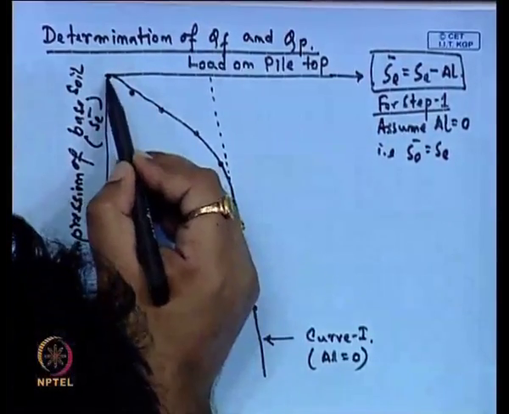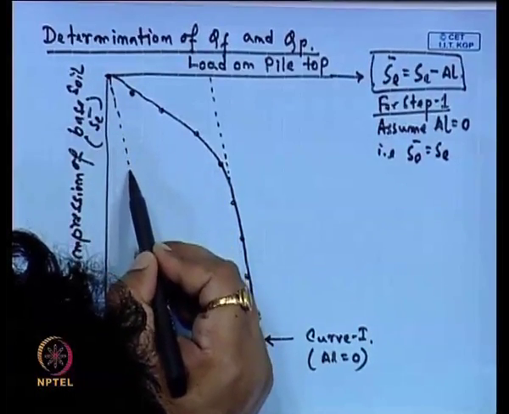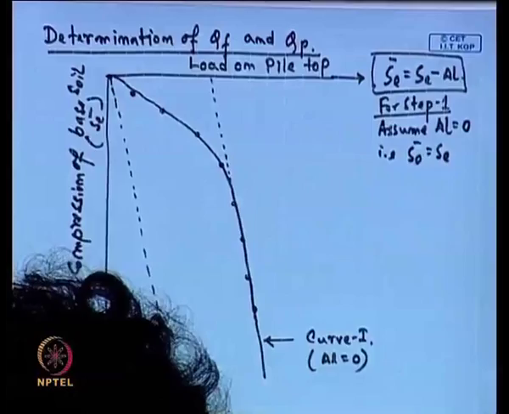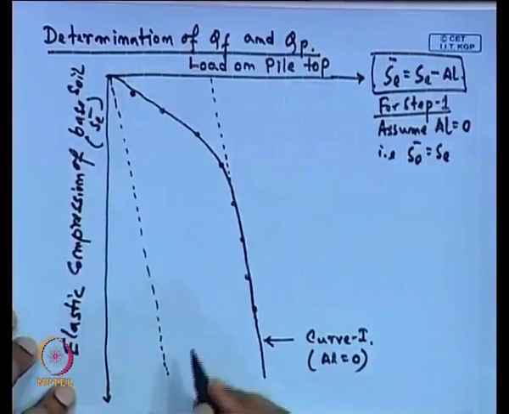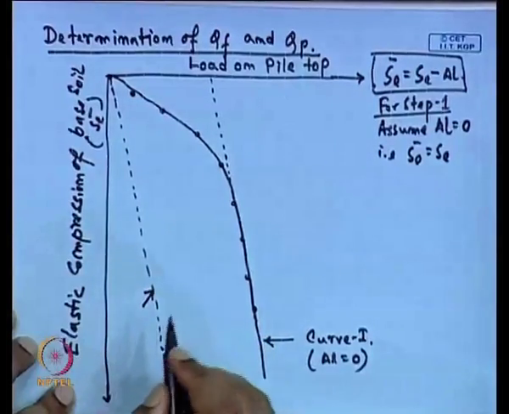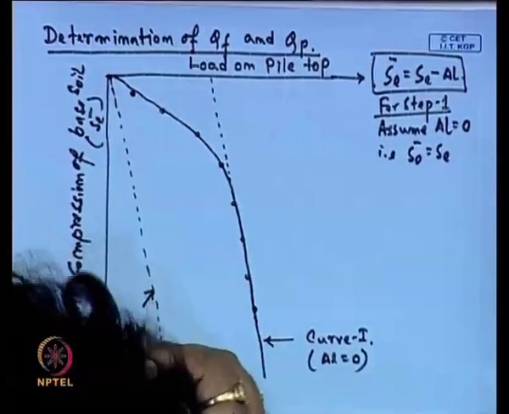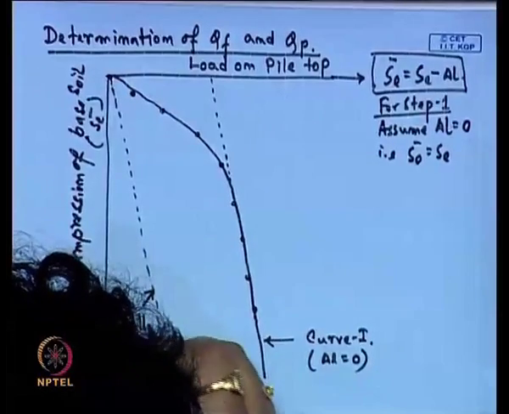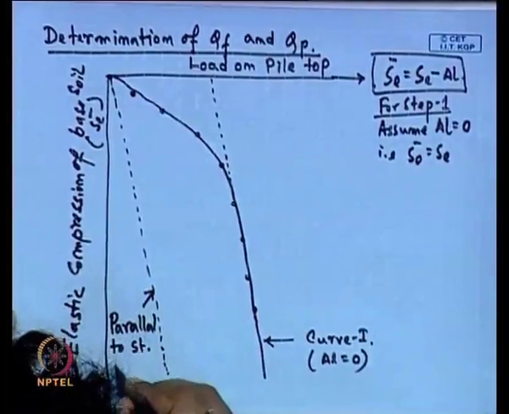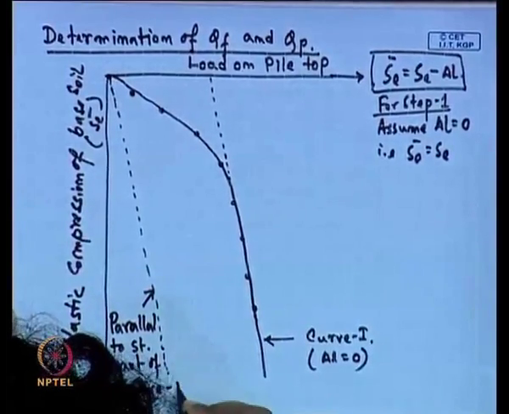We draw one parallel line which is passing through the origin and parallel to the straight portion of this curve 1. So, which is passing through the origin, and this graph is parallel to the straight line portion of curve 1. So, this is parallel to the straight part of curve 1.